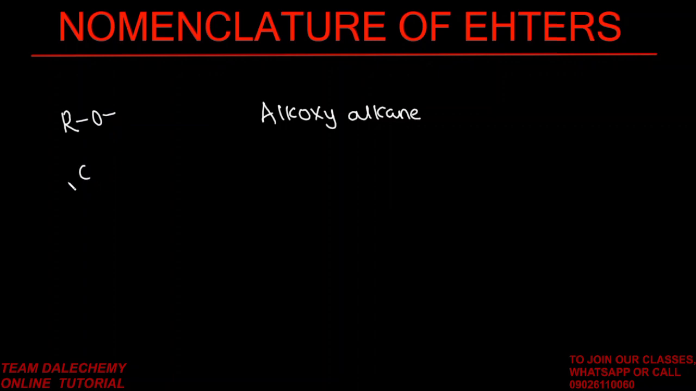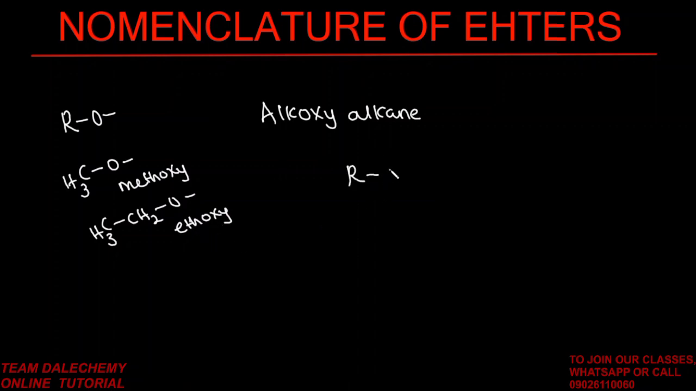So you can have the methoxy group, like when methyl is bonded to oxygen, that will be methoxy. When ethyl is bonded to oxygen, we have the ethoxy group, and so on like that. So these ethers have the following structure: two alkyl groups bonded to oxygen.